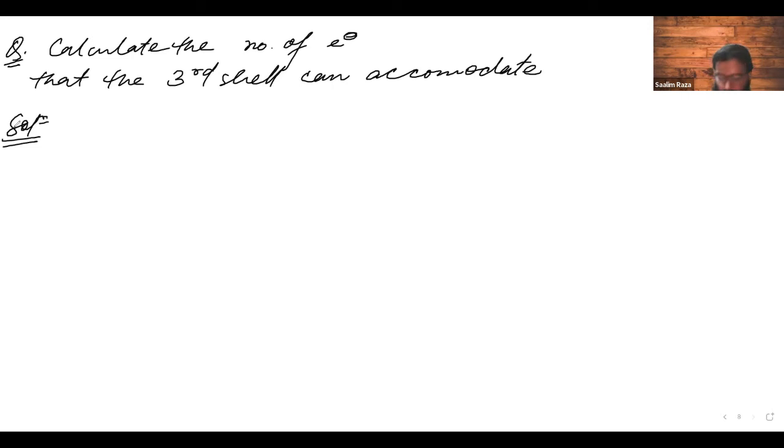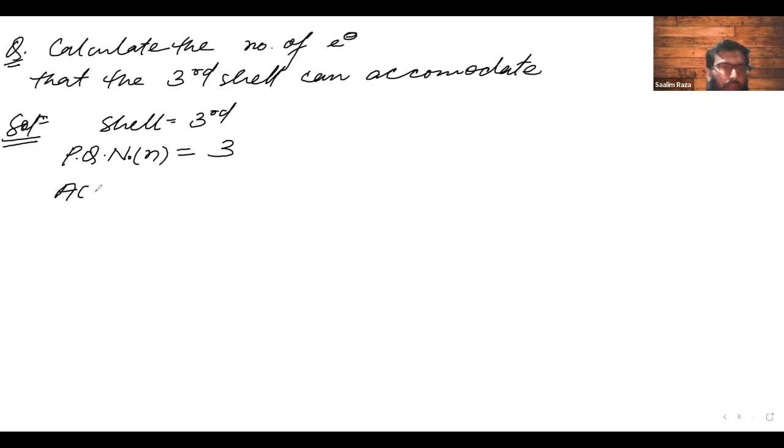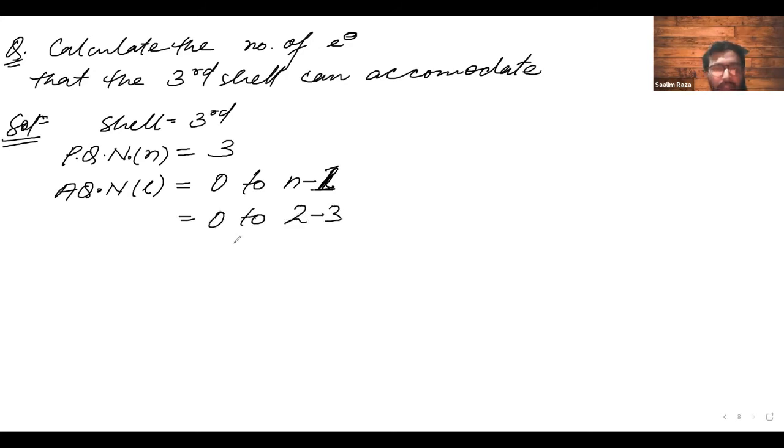Now, I'm writing this and you will let me know if you have any doubt. First, what did I write? The shell. What is the shell? It is the third shell. So the PQN, principal quantum number, denoted by n, will be equal to how much? 3. So the AQN, denoted by lowercase l, will be equal to how much? 0 to n minus 1. What is n here? It is 3. So 0 to 2. What will we get? We will get these three numbers: 0, 1, and 2.